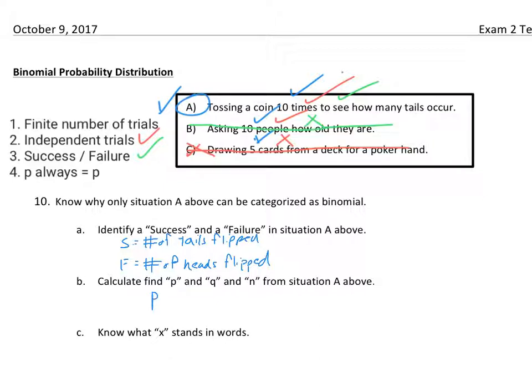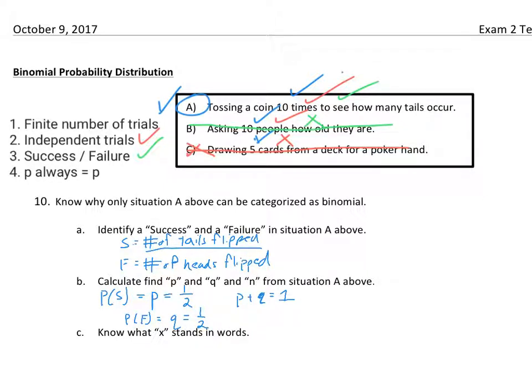Now, calculate finding P. Little p is equal to the probability of a success, so the probability of getting a tails flipped. Well, the probability of flipping a tails on a fair coin is just 1 out of 2. Likewise, I can now calculate Q. Q is going to be the probability of a failure, and we know that Q is going to be 1 out of 2. You should be able to see that P plus Q equals 1. That should always be the case because if P is not occurring, then Q has to be occurring. So we've got the addition sum property there.